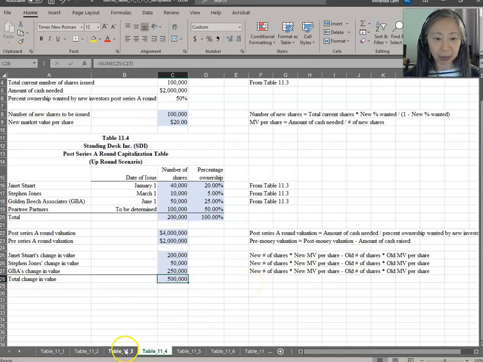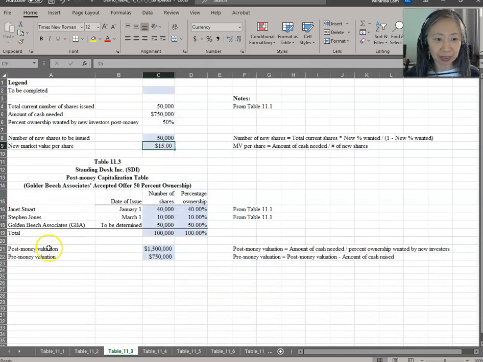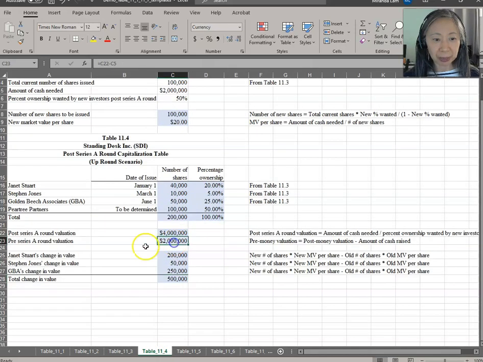Now, if you look at the valuation, the company was worth $1.5 million, and now the post-money valuation is $2 million. So the original owners' value increased from $1.5 million to $2 million, which is $500,000. Remember, each new round establishes a new market value, and that's because these companies are not traded.